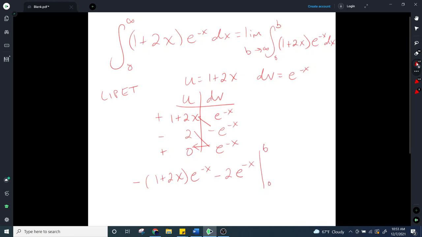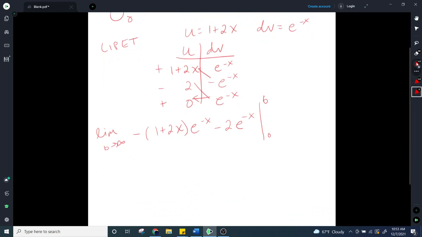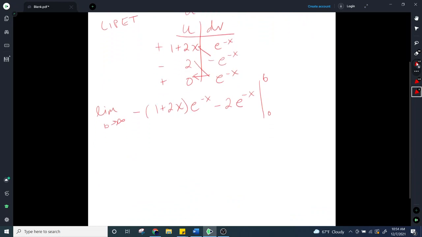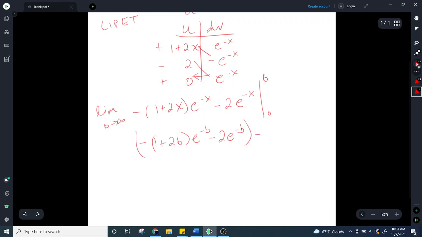So then we're going to have, remember this was the limit as b approaches infinity. Let me see if I can scroll this down a little bit. All right, so then we're going to have negative 1 plus 2b times e to the negative b minus 2e to the negative b, right? All of that minus negative 1 plus 2, well, times 0, of course, times e to the 0 power minus 2e to the 0 power.